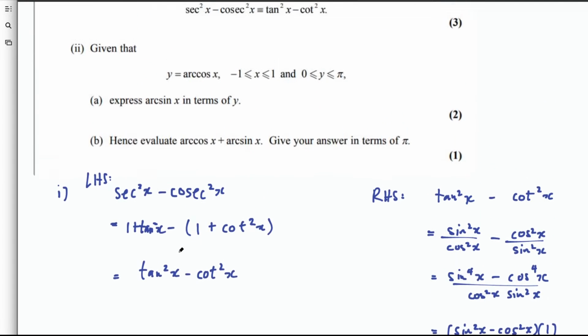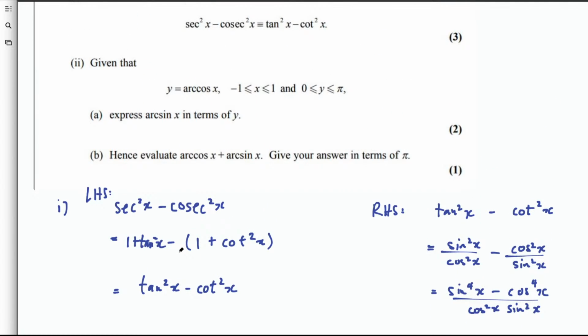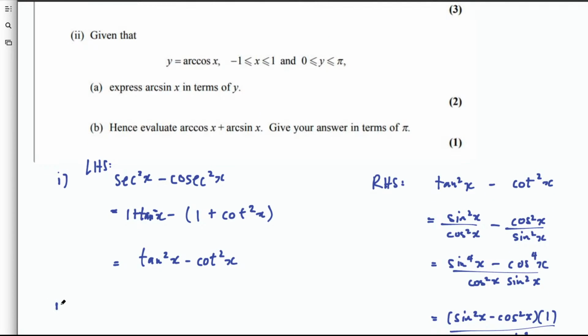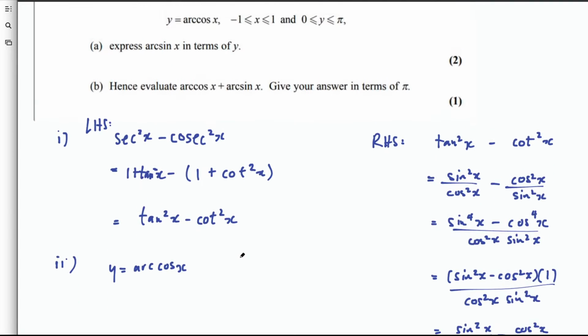All right, so that's part 1, which you did yourself. Part 2 says y equals arc cos of x, and we have a domain and range. Part A says express arc sine x in terms of y.